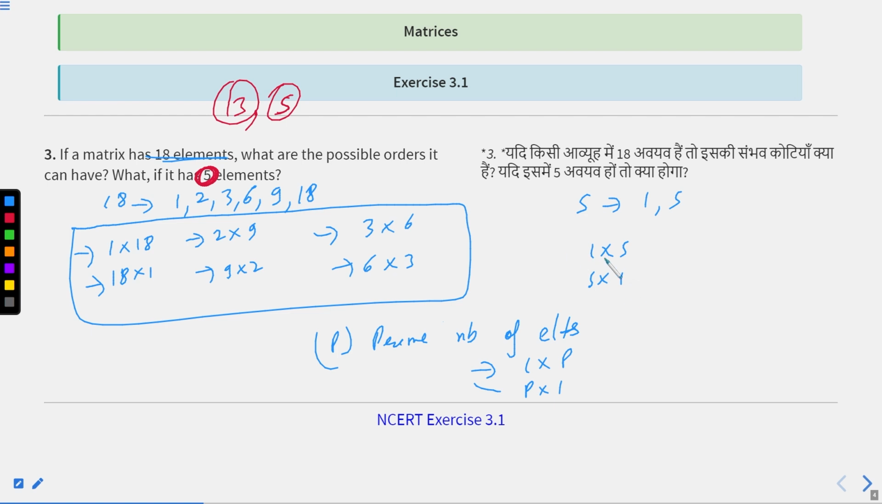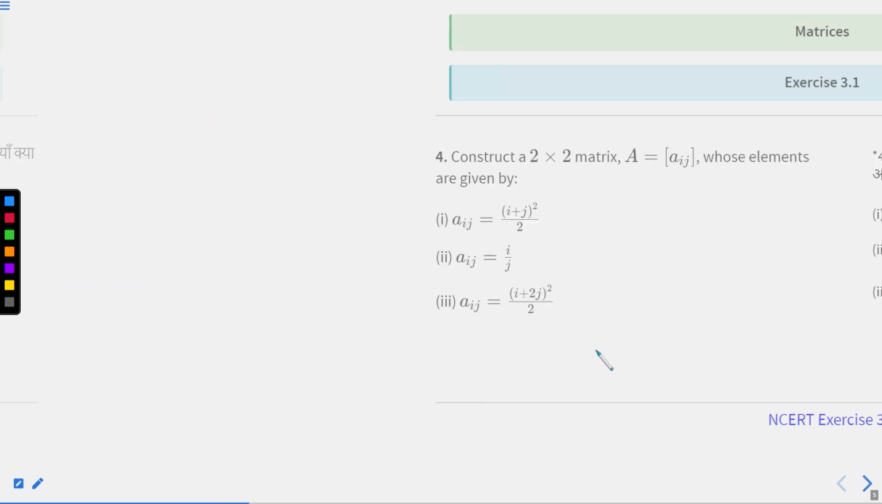So in this way one can ask you a question: if you are having any prime number of elements in a matrix, then in how many ways can you represent your rectangular form, or what are the possible orders it can have? You can answer in 2 ways. So 2 ways only. I hope that it is clear. Now let us move to the next question, number 4.